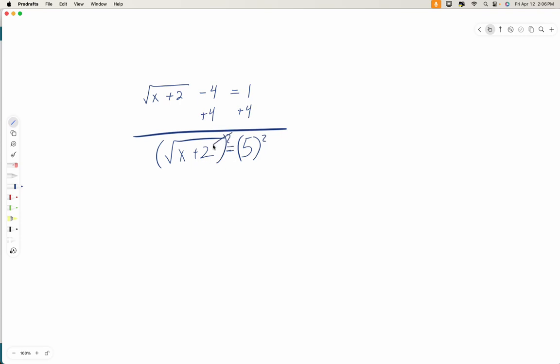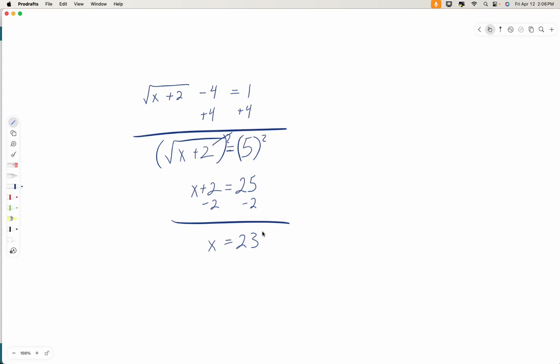So now these two cancel. The square root and the square cancel each other. So x plus 2 is equal to 5 times 5, which is 25. If I subtract 2 from both sides, x is equal to 23. And that would be your solution.